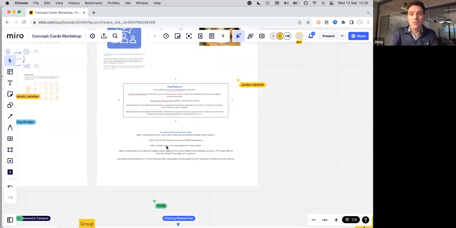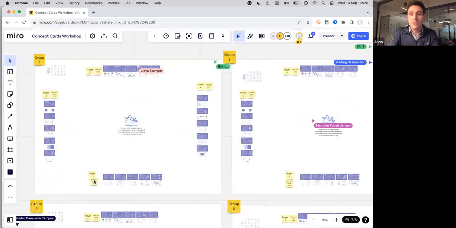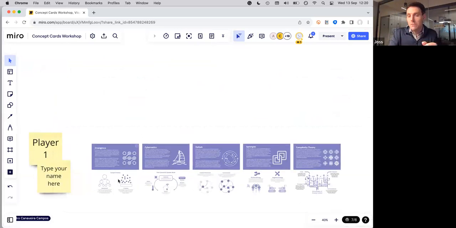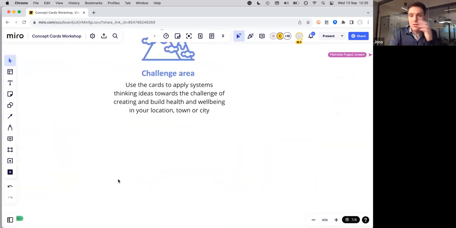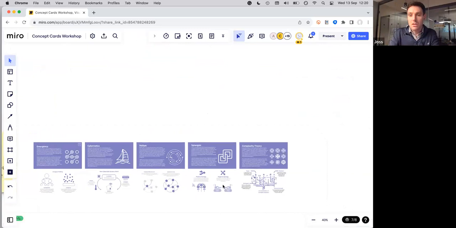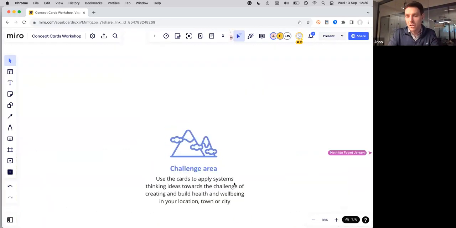So let's go down here, just take an example. We have the challenge in the center there. Player 1 is going to start. So player 1 is going to choose a card. They already know their 5 cards because they've read through them. They've thought a little bit about the challenge. It's player 1's turn, so they're going to choose 1 card. Let's choose synergies here. We need to think about the synergies in this urban environment to get health, and so forth. That's why I chose this card. And this is how I might apply it. This is how it might help us address this challenge.